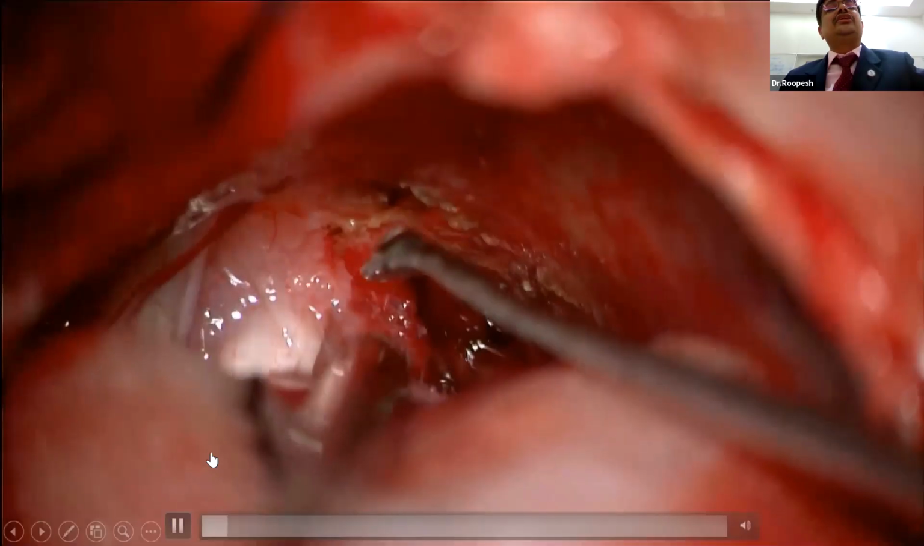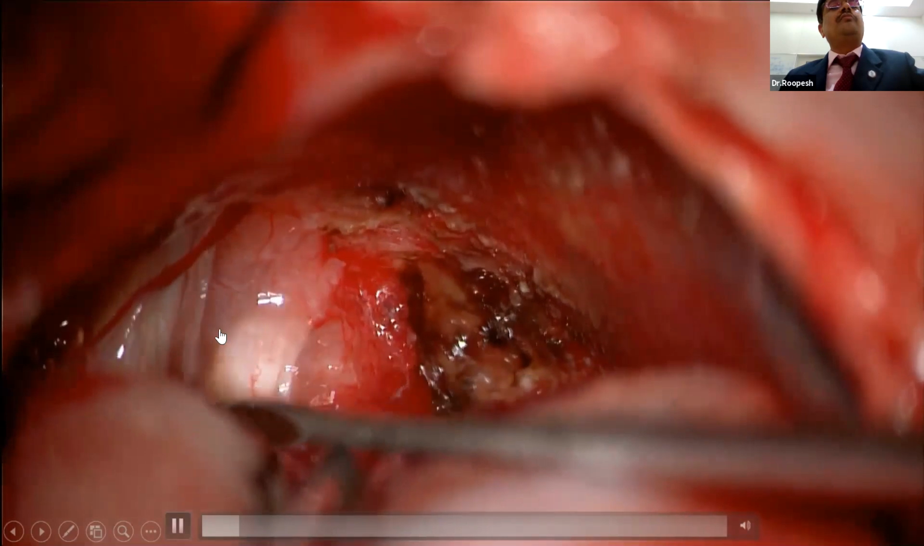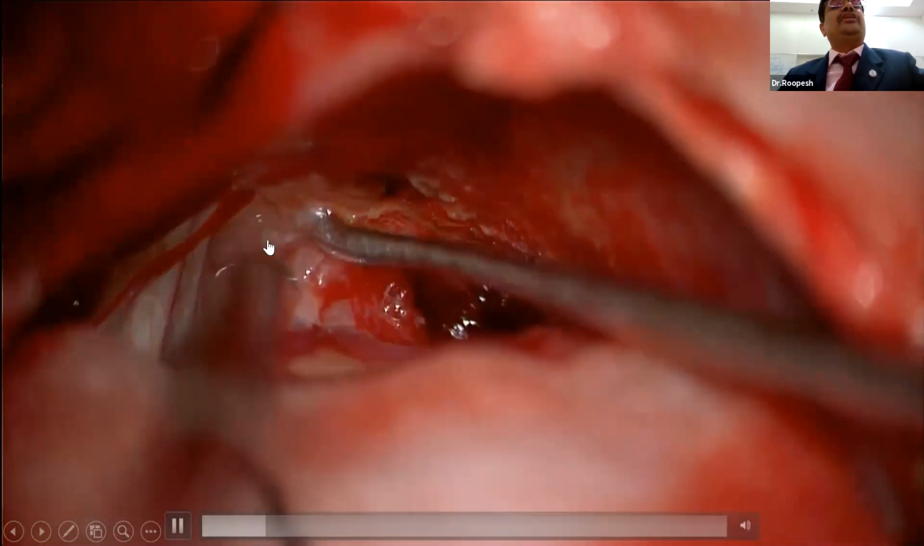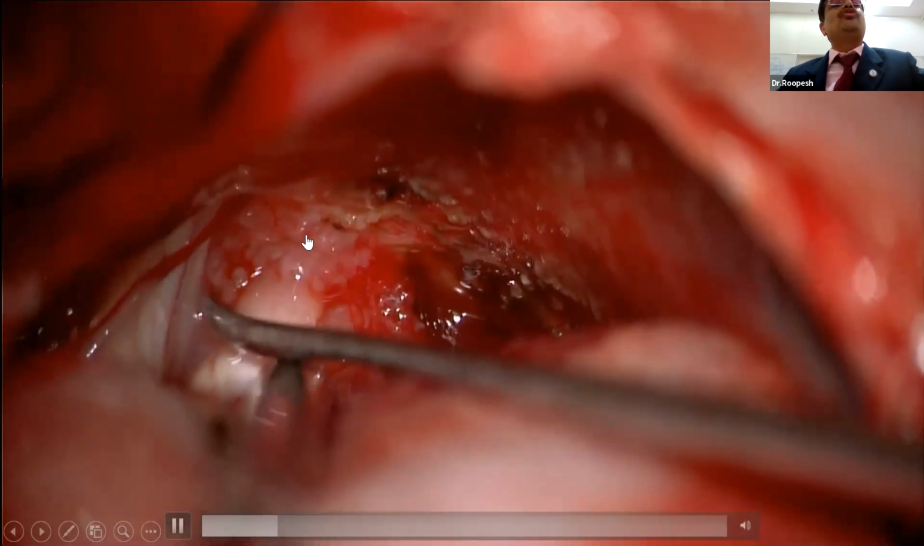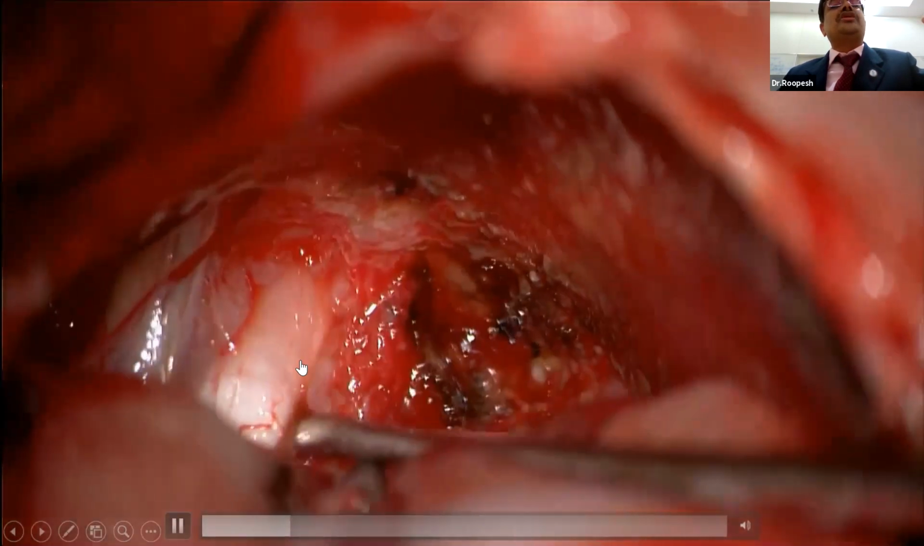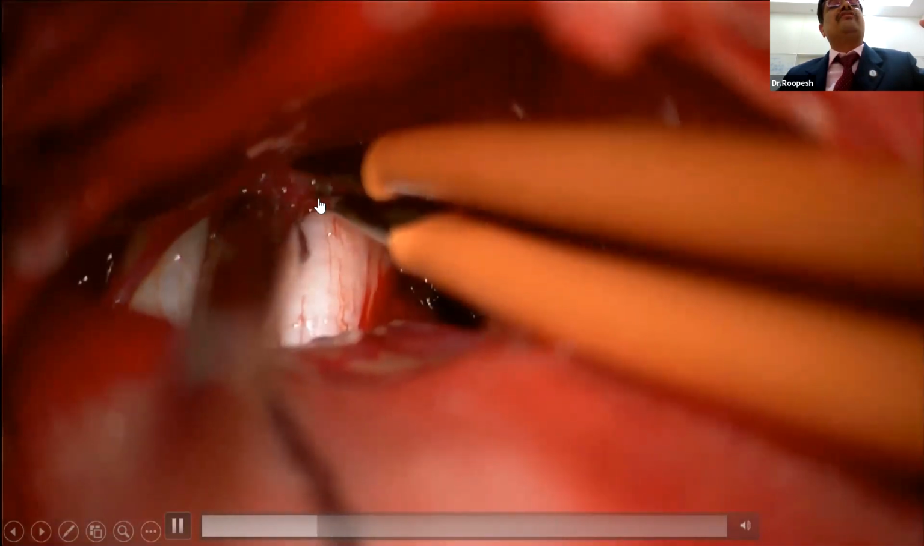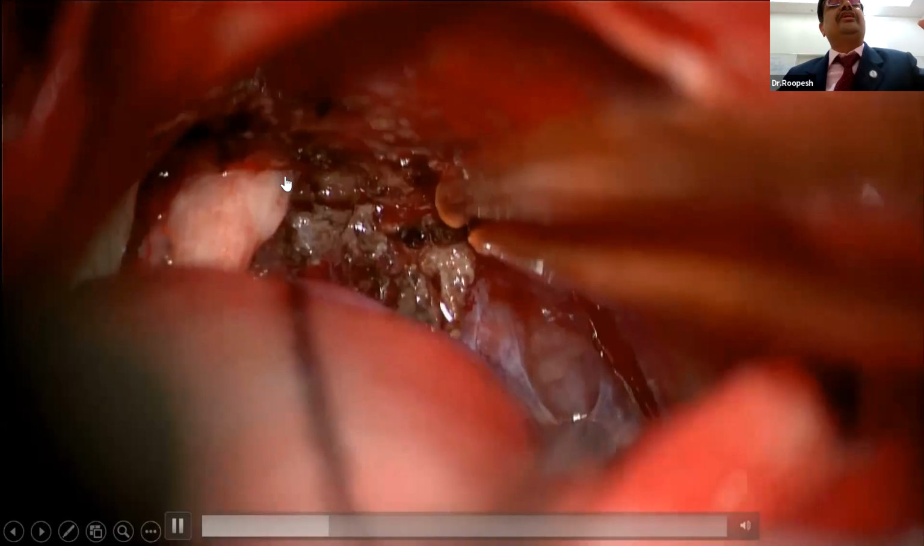So here you can see that is the seventh nerve complex. There is a lower cranial nerve. You can see the tumor. So it doesn't respect the arachnoid plane. The tumor has encased the seventh, eighth nerve. So you have to be very, very meticulous here. So you start dissecting it gently. You cannot be very rough here because you can develop cranial neuropathy, seventh nerve, hearing loss.